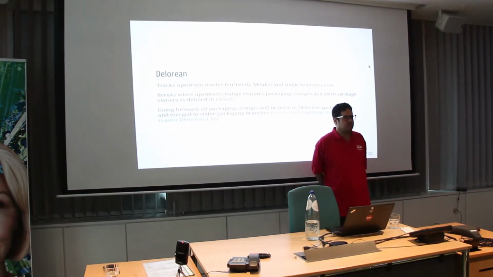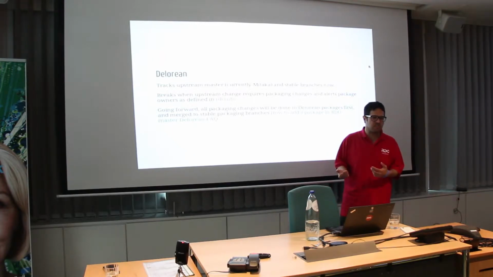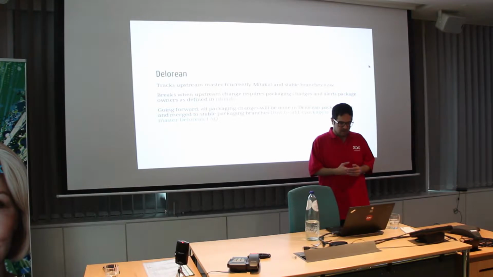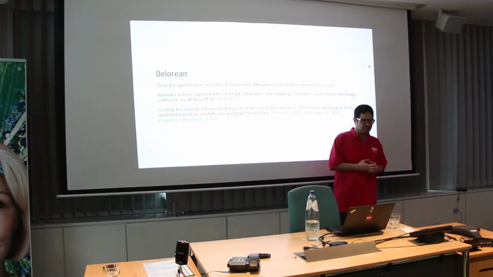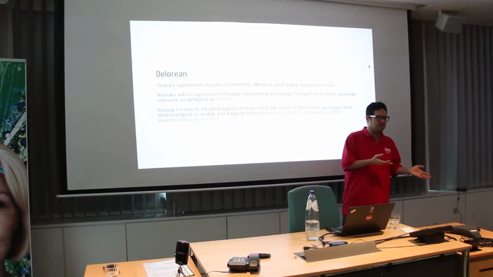Delorean tracks upstream master and stable branches now. We decided to add stable branches because upstream decided to stop point releases for stable branches, so we decided we should be tracking these branches and see if the changes are breaking things. So we can help to fix them early. It breaks when an upstream change requires a packaging change. For instance, when it removes a binary or adds a new binary, it will break the build. So we know that we need to change the spec file.